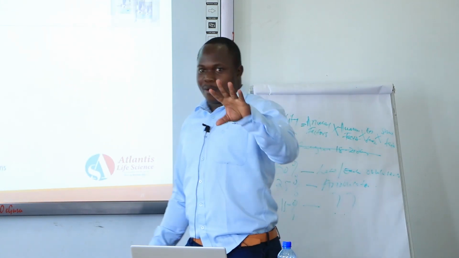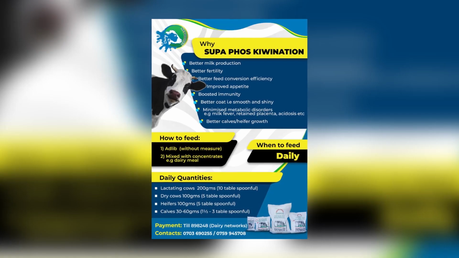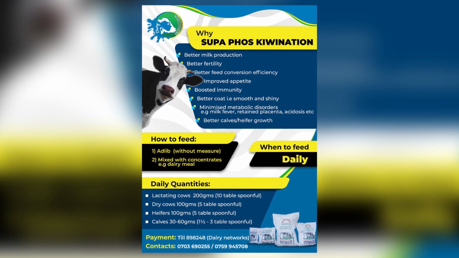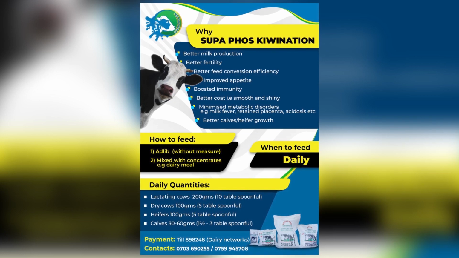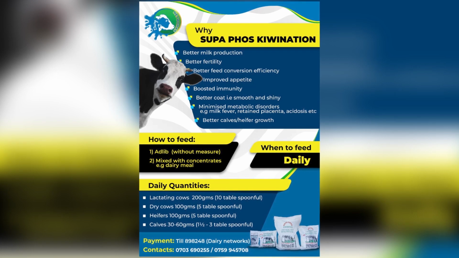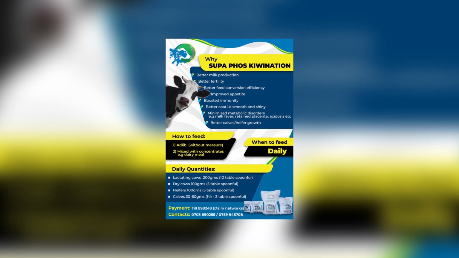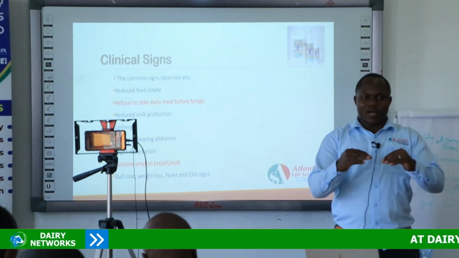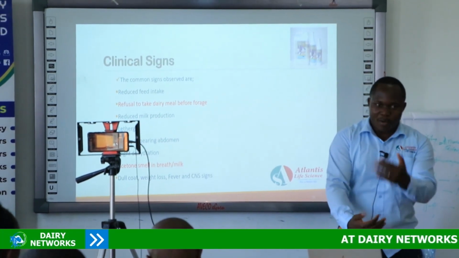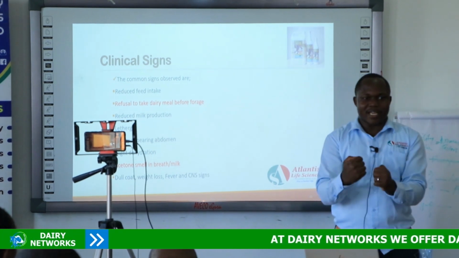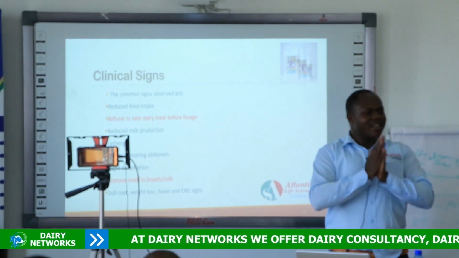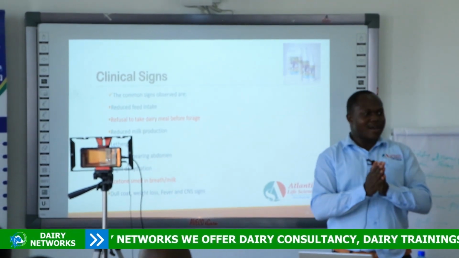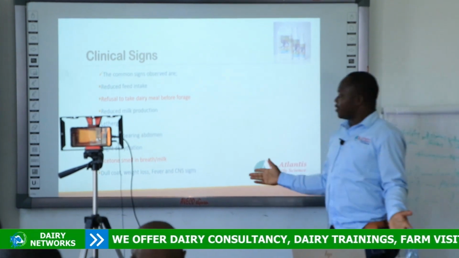So some of the major clinical signs to always remember, those that are very pathognomonic, very open to anybody, are these in red. Number one, if you want to know that the animal has ketosis, it refuses to take the dairy meal before it eats anything. You'll only know this in the morning when you go milking. One of the main practices, when you go milking, you give dairy meal there so that it licks it as you milk. In this case, when you give dairy meal, it refuses to lick it. That is very pathognomonic of the disease. Do you understand?